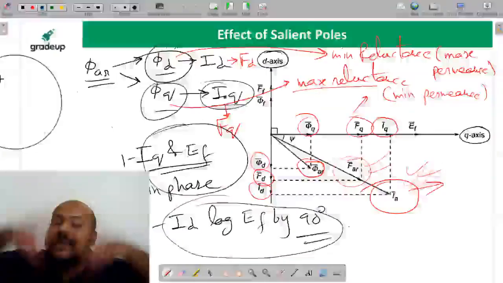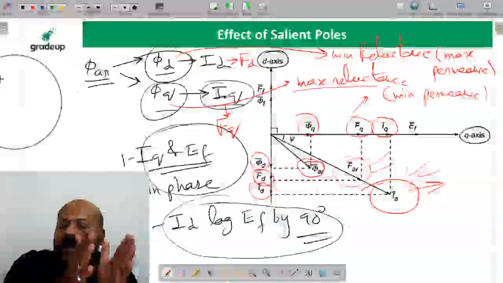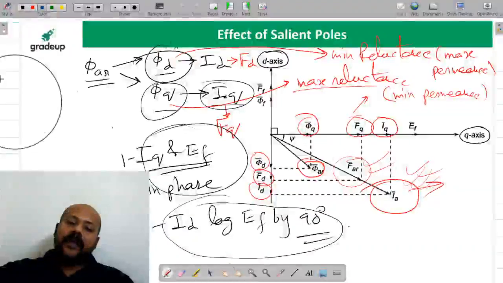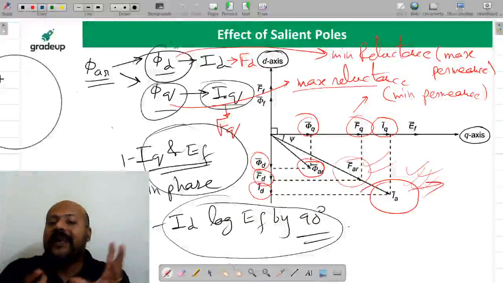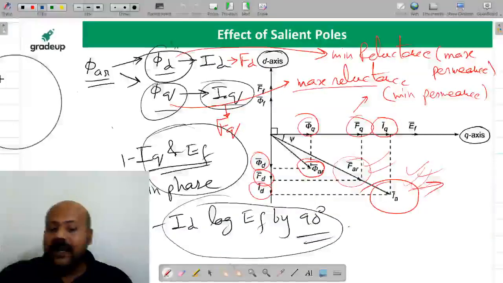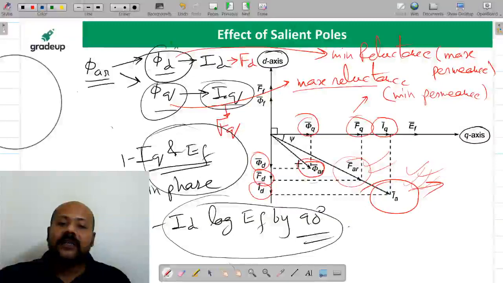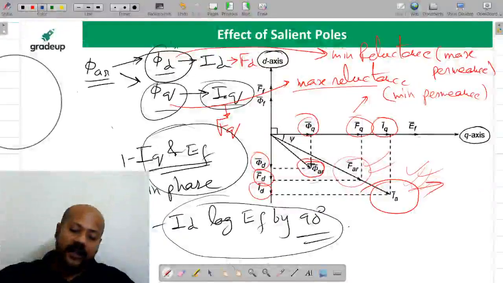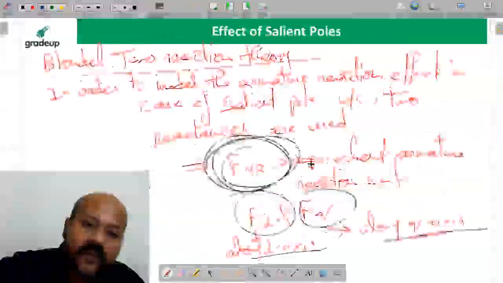See, if reluctance is high, then flux is going to be less. If reluctance is less, the flux is going to be high. So because of this dual nature, the resultant armature reaction flux is not in the direction of the armature current. This is the reason. I hope it is clear to all of you.